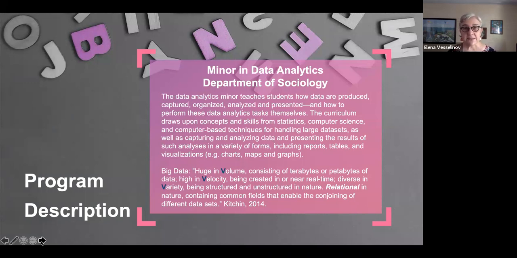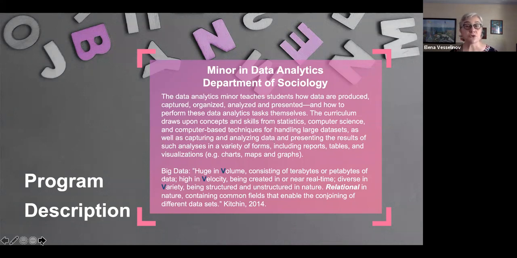So what has been very prominent in the last several years is the invention of big data, right? And so as my students now know, big data is usually thought of as, oh, you know, it's just big in volume. But as a matter of fact, Rob Kitchin had introduced the 3 big V's, right? Not only volume, but big data is data that is high in velocity, being created in or near real time. It's diverse in variety, being structured and unstructured in nature.